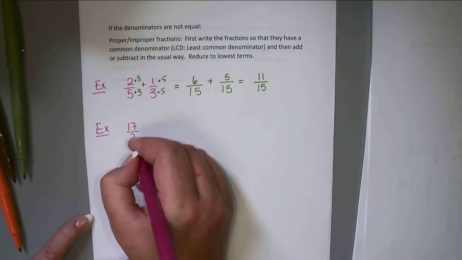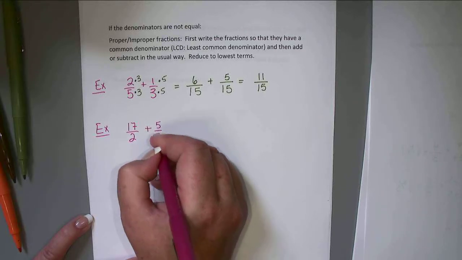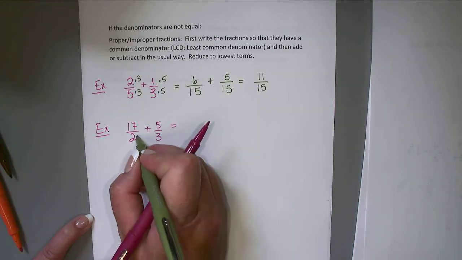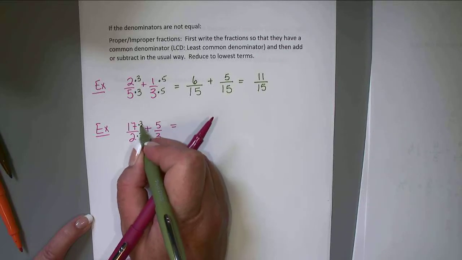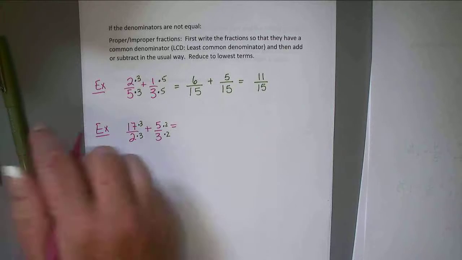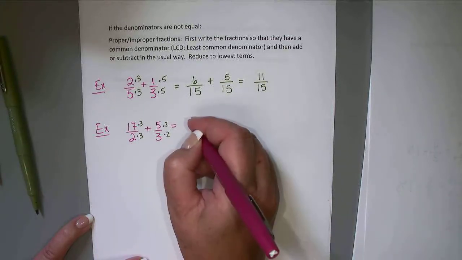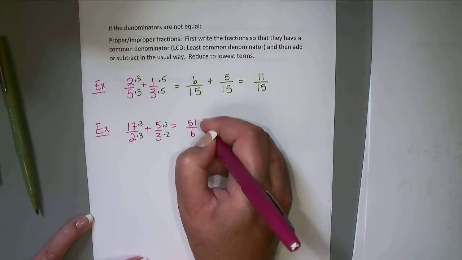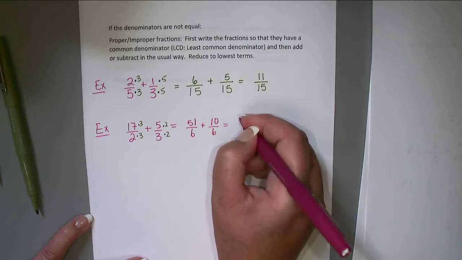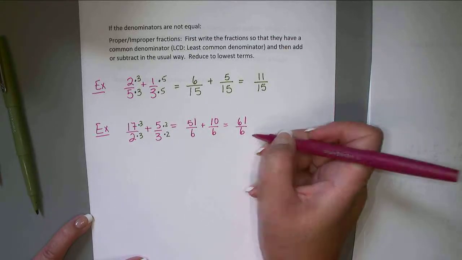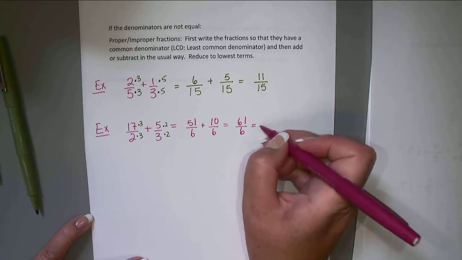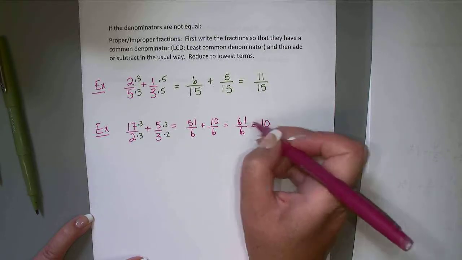17 over 2 plus 5 over 3. The common denominator would be 6, so we multiply the first one by 3 over 3 and the second one by 2 over 2. 17 times 3 is 51, and 5 times 2 is 10, and this will be 61 over 6, which is an improper fraction. 6 goes into 61 10 times, that would be 60, and there would be 1 remaining.